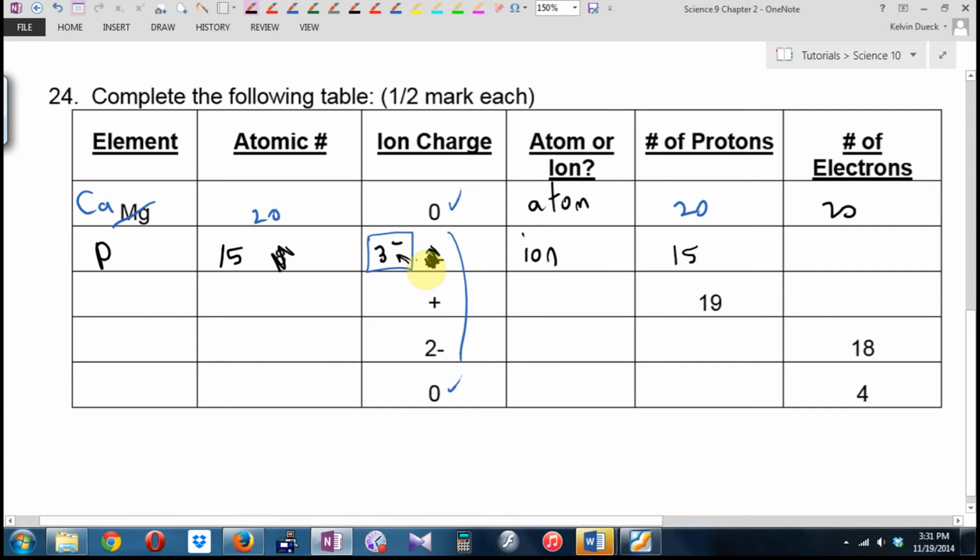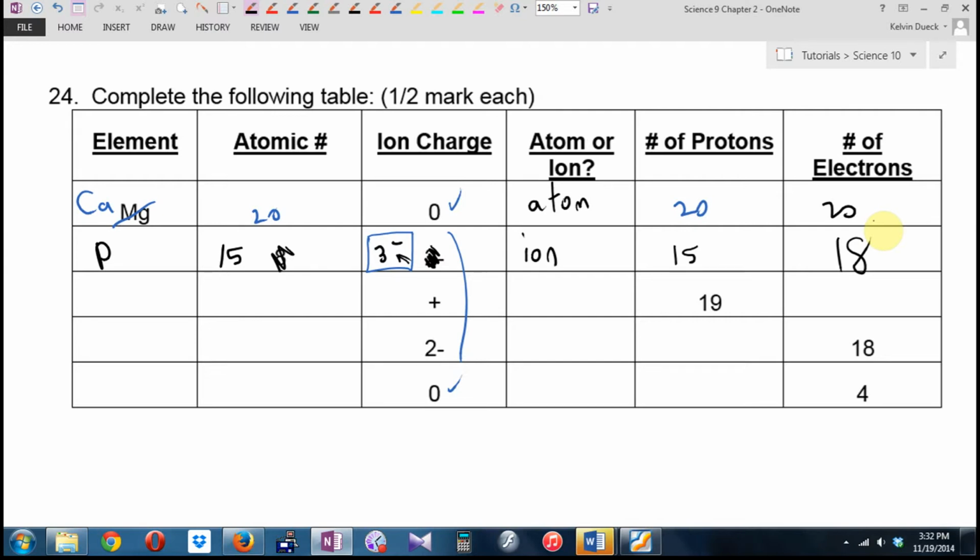3 more minuses. What are minuses the same as? Electrons. So how many electrons does it have now? 13 or 18. So just 3 plus protons? Not 3 plus protons. Protons never change. Protons never change. Only electrons change.